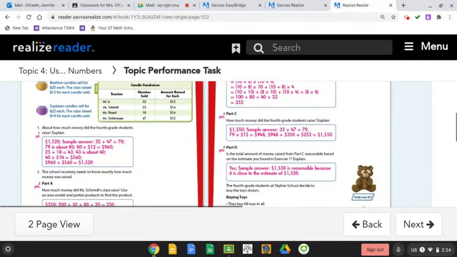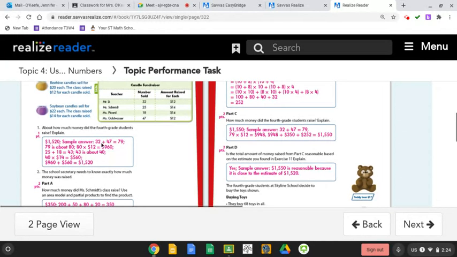So the first question says, about how much money did the fourth grade students raise? Explain. So once again, whenever it says to explain, you need to use words or numbers. But then you also need to make sure that word about means to estimate. They don't want the actual number. So this is just one sample of how they did it.